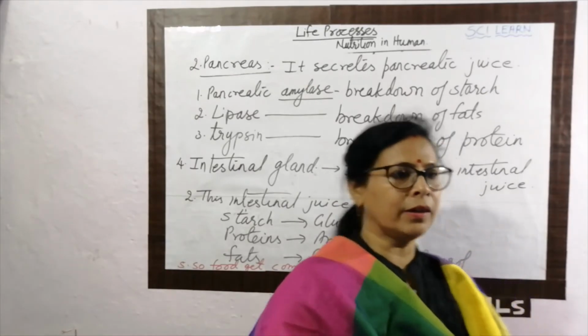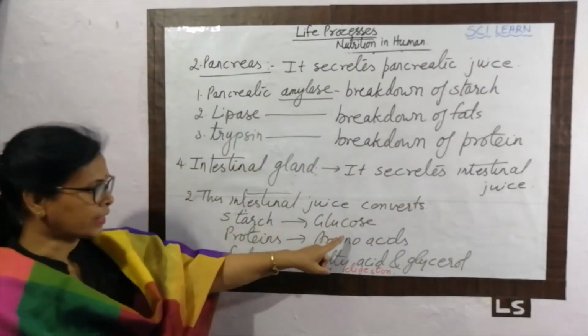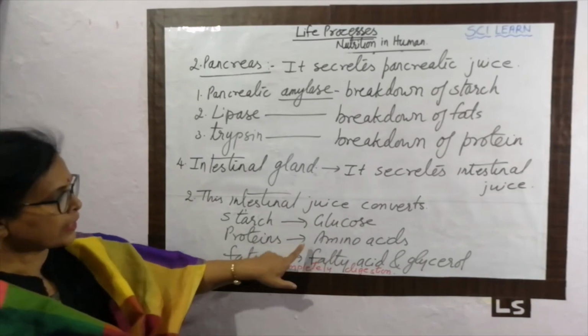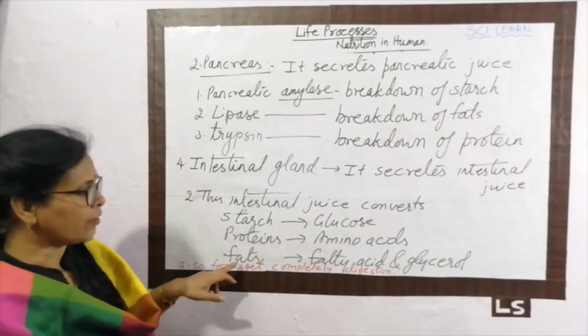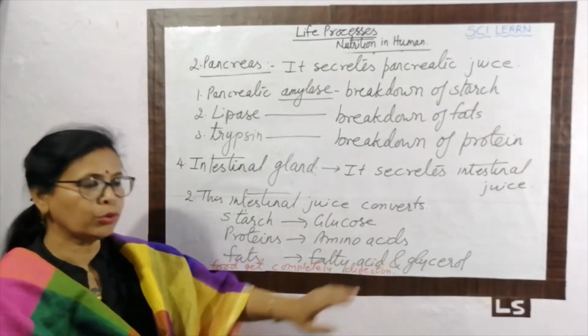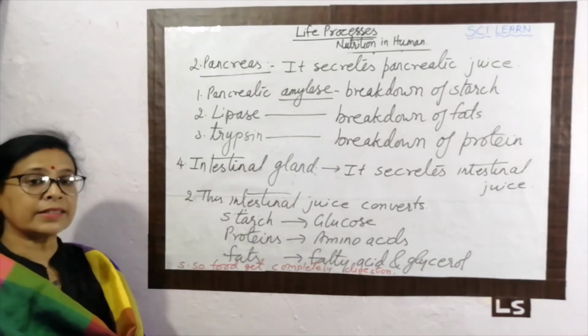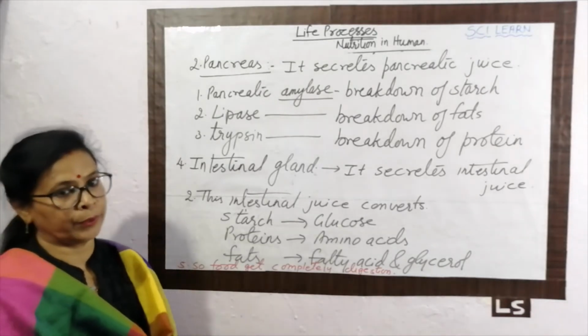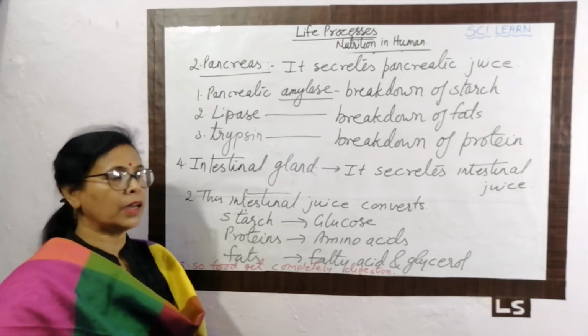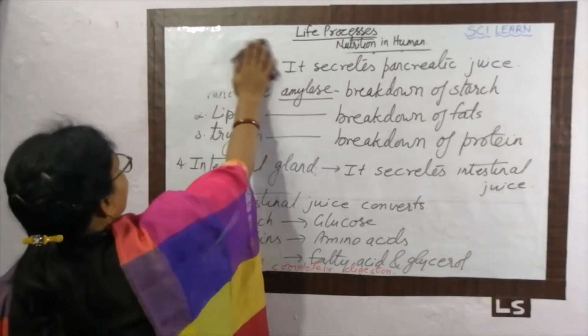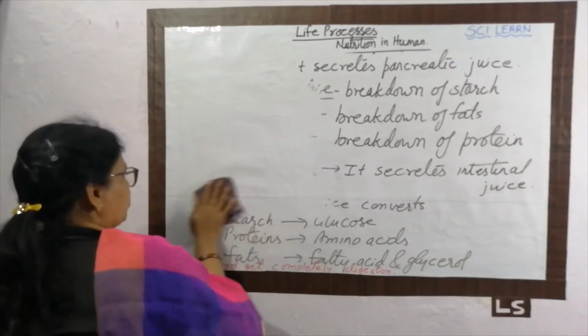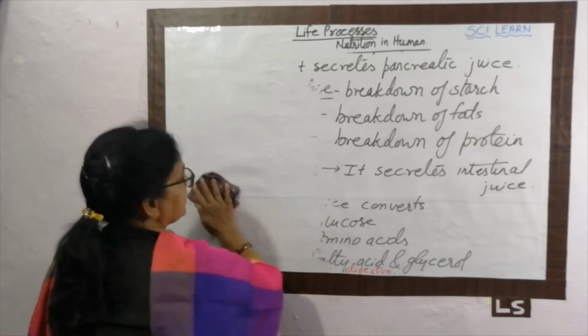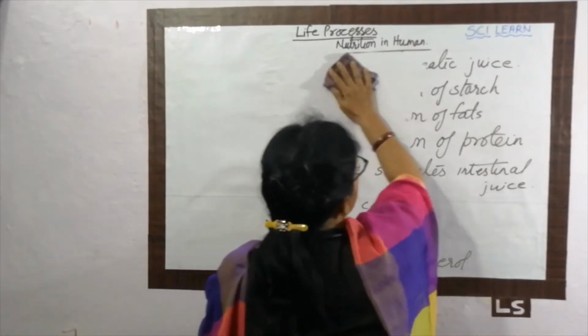of food happens here, due to which the starch gets converted into glucose, proteins get converted into amino acid, and fats get converted into fatty acid and glycerol. And this is the simplest form of our food. The next step is the absorption of the food molecule. In the absorption process, again the small intestine is responsible for this process.